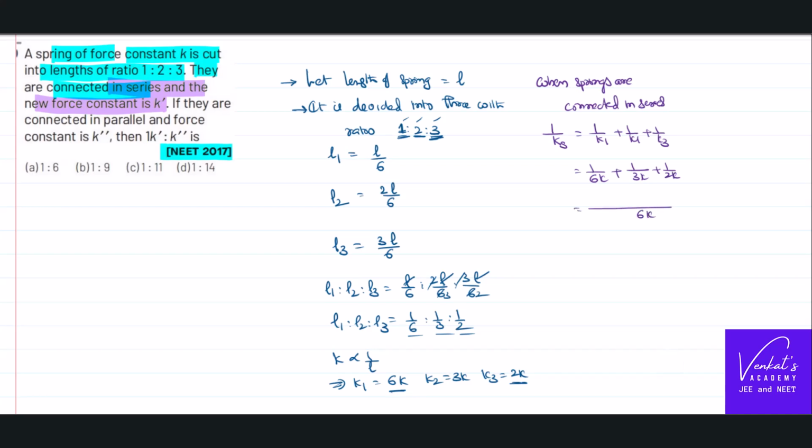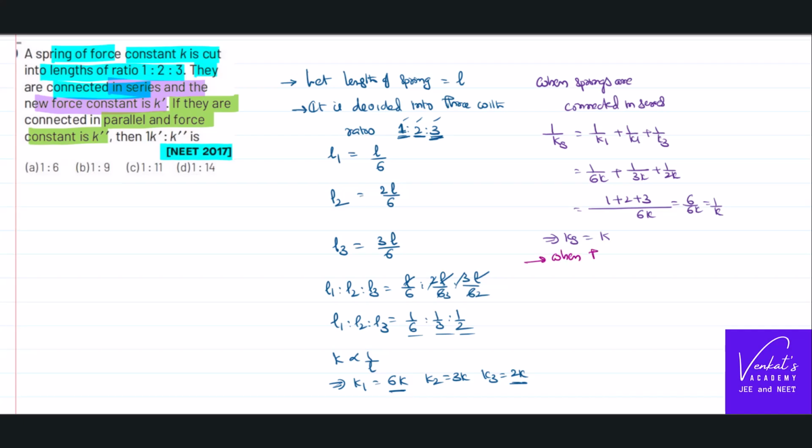6K is the LCM. 1 plus 2 plus 3, 6 by 6K, that equals 1 by K. That's 1 by K series. So K series equals K. Then what he said further is, if these springs are connected in parallel, their new spring constant is K double dash. Let's talk about that part.